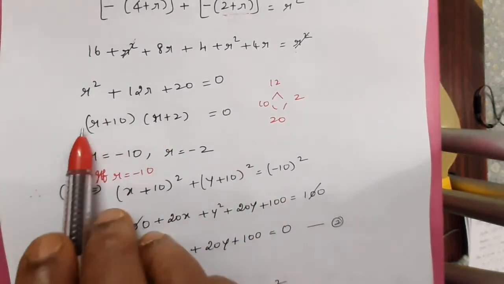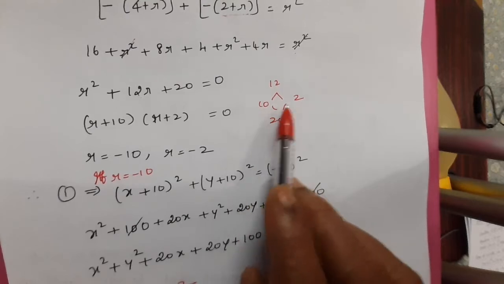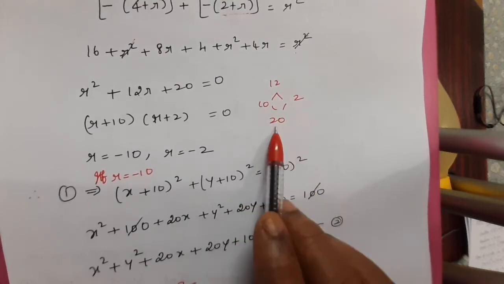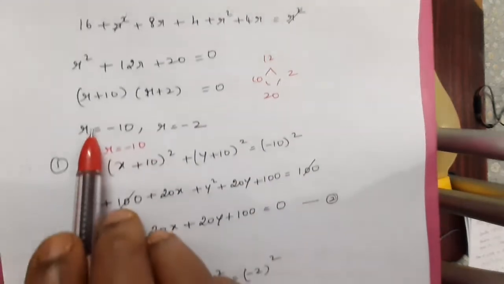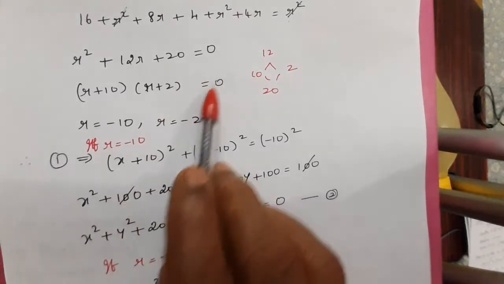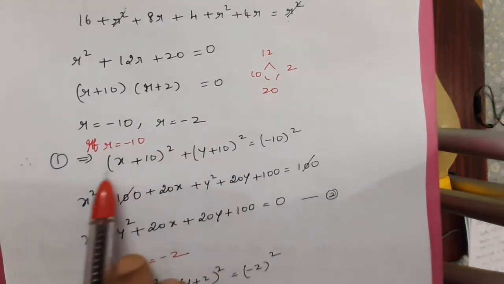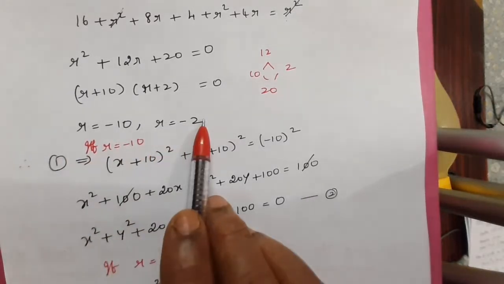We get (r + 10) into (r + 2) equal to 0. 10 twos are 20 product, and 10 plus 2 is 12. So (r + 10)(r + 2) equal to 0. Now r + 10 equal to 0 means r equals minus 10. r + 2 equal to 0 means r equals minus 2. So we get two values for the radius: r equals minus 10 and r equals minus 2.